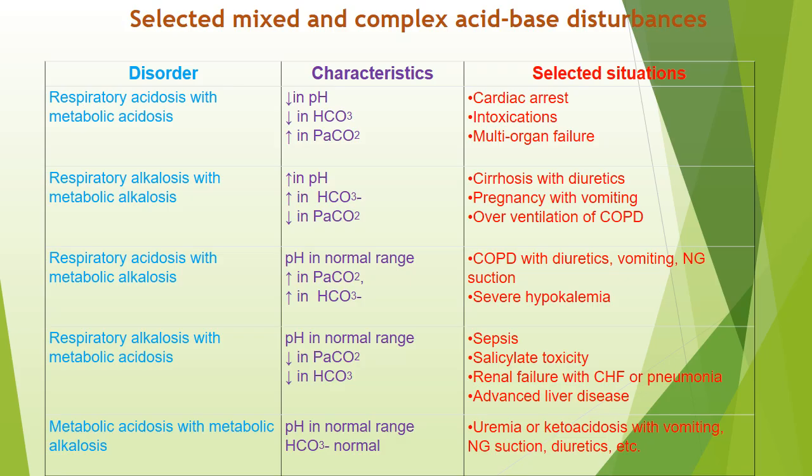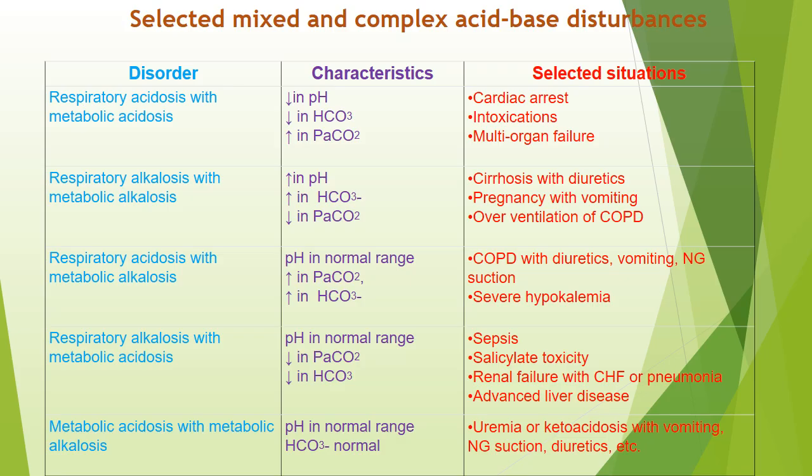The second one is respiratory alkalosis with metabolic alkalosis. In that case, increased pH, increased bicarbonate and decreased partial carbon dioxide. We can see in cirrhosis with diuretics, pregnancy with vomiting, overventilation of COPD patients.